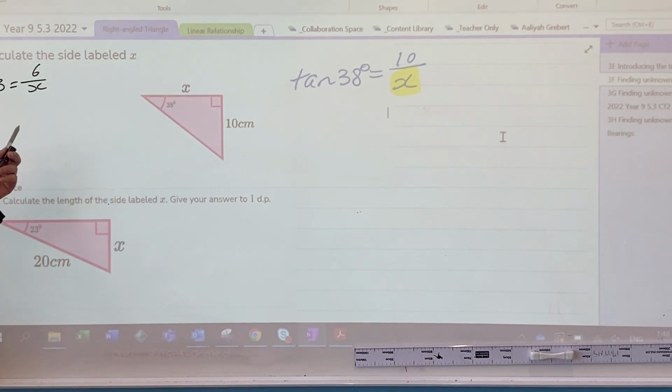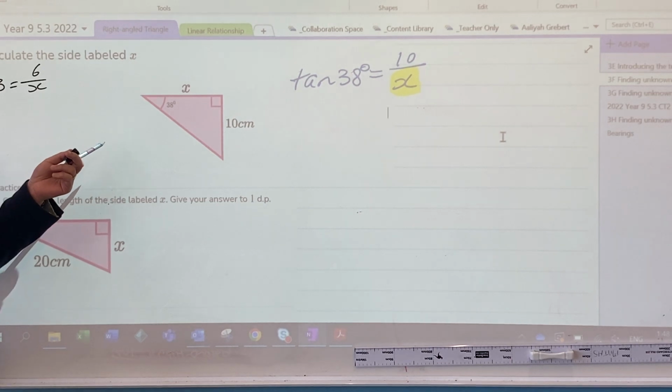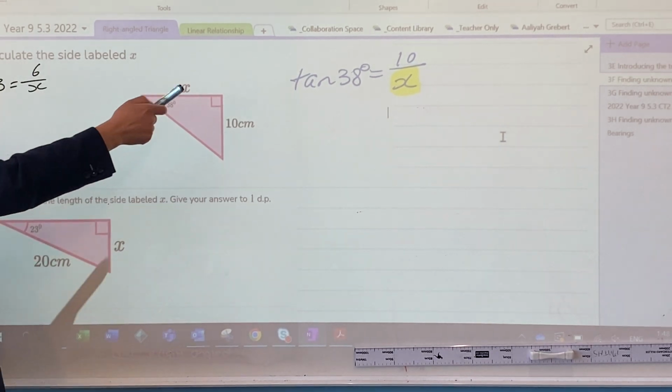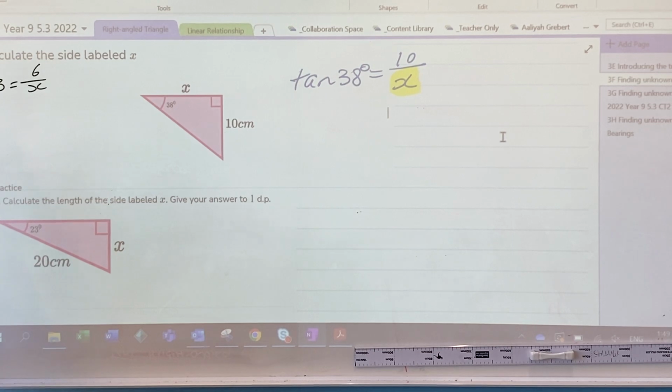6 divided by 2 is 3. How did I get the 2? 3 times 3. How did I get the 2? 6 divided by 3. Perfect. It's exactly the same thing here, just in the context of trigonometry.